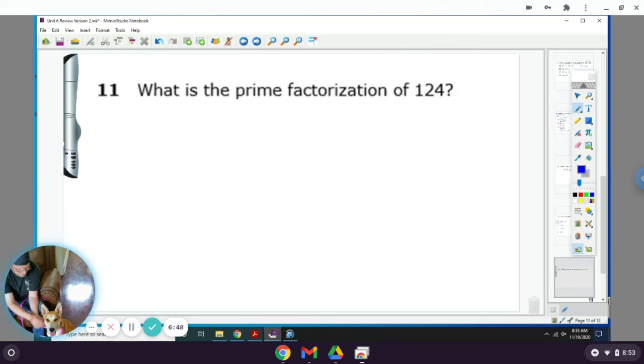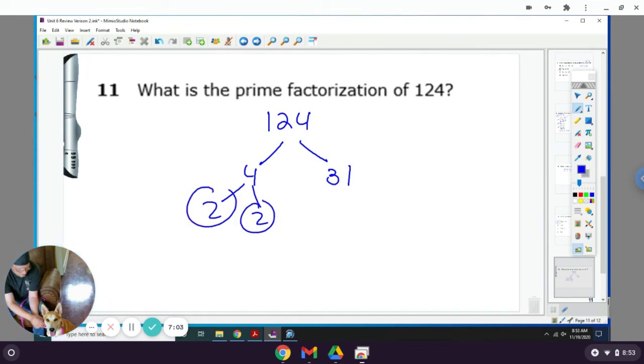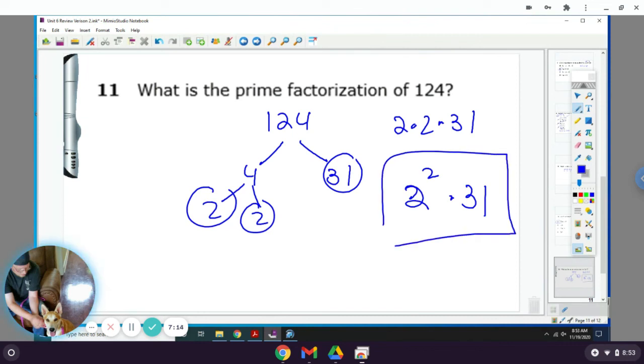11. Which is a prime factorization of 124? So what we're going to do is make a factor tree of 124. So two numbers that multiply to 124 is 4 times 31. So we can factor 4, which is 2 times 2, and 31 is prime. So I'm going to circle all my prime numbers. So this is the same thing as 2 times 2 times 31. Or you can do 2 squared times 31. And that's most likely what you'll see on your test.